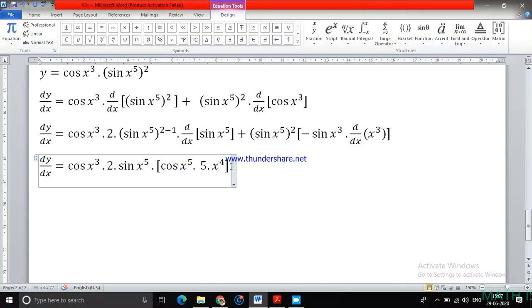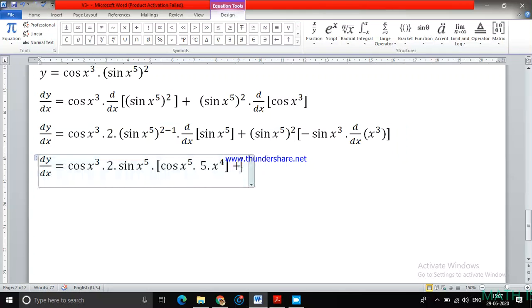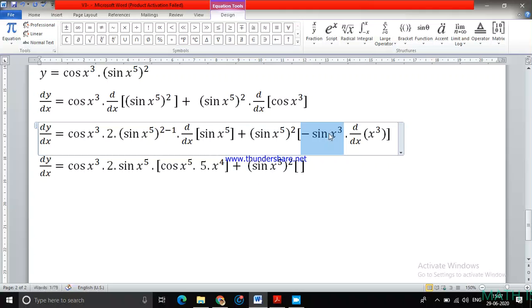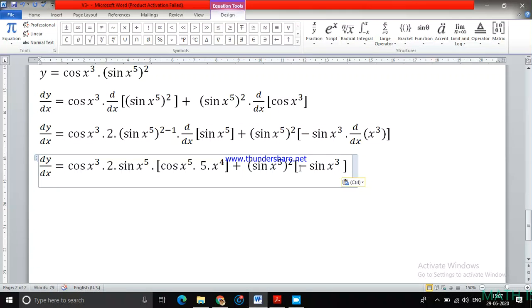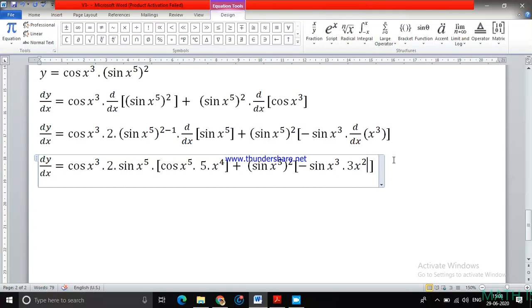So this term is finally simplified. Now plus this term will remain as it is, there is no further simplification of that term, into, now here this minus sine x cube also will remain as it is. So this is also minus sine x cube into derivative of x cube is 3 into x power 2. That is 3x square.